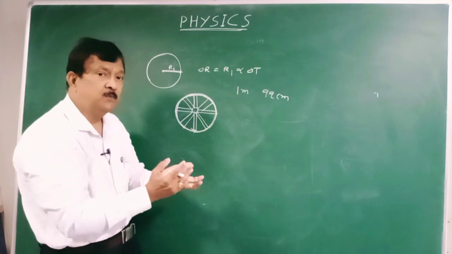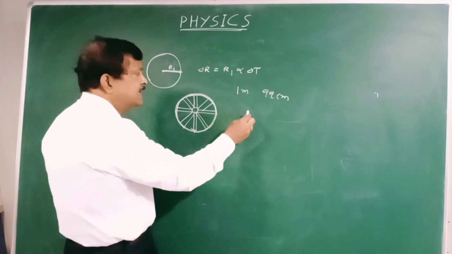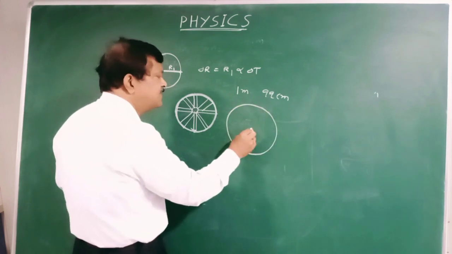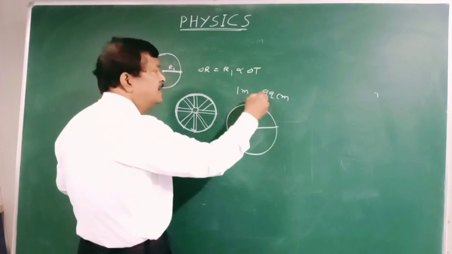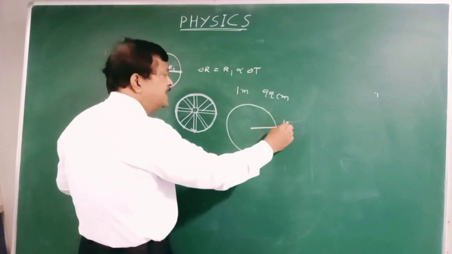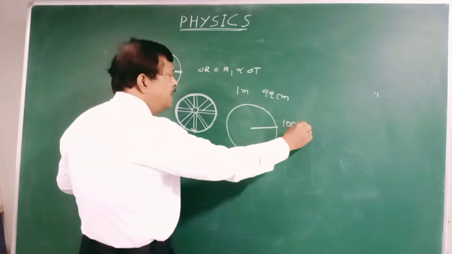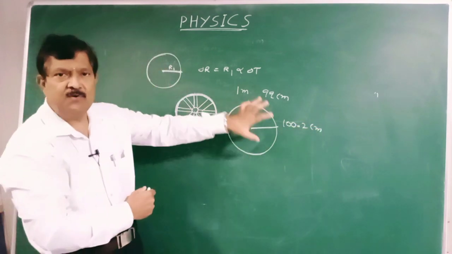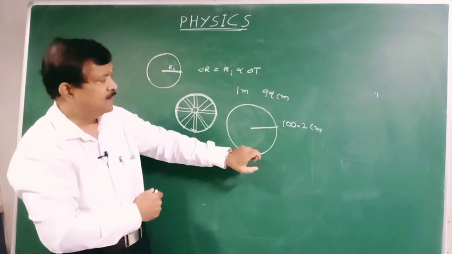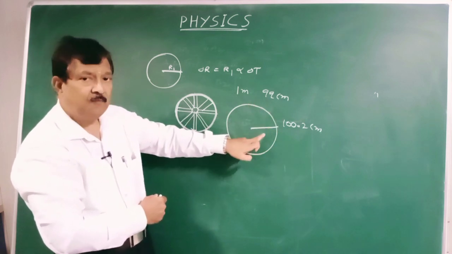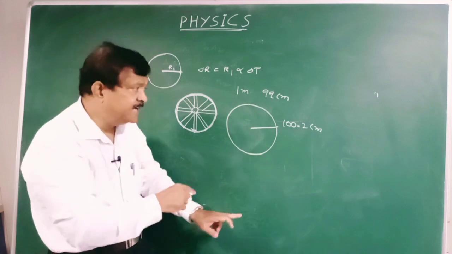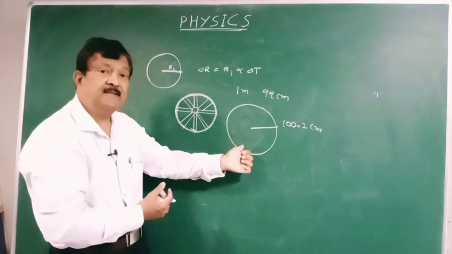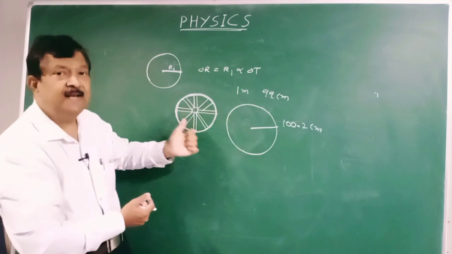But now what we do? This iron tire is heated until the radius will be slightly greater than 100 centimeter. Suppose when it is heated, the radius becomes 100.2 centimeter. Let us suppose, I am giving numbers only to understand the concept. I have heated the iron tire so that the radius becomes 100.2 centimeter. Very clearly now it is bigger than the wooden wheel.